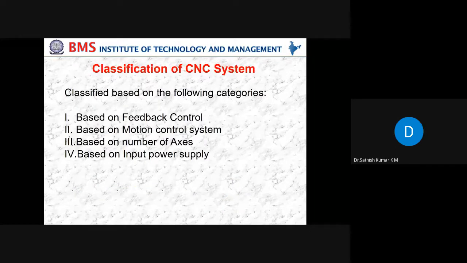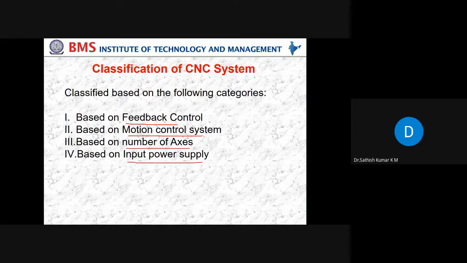Next, we'll go with an important topic called classification of CNC systems. There are four different headings. The classification of CNC systems is based on feedback control, based on motion control system, based on the number of axes, and based on the input power supply.